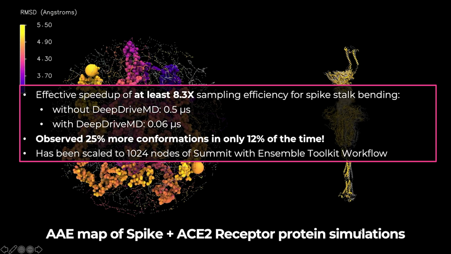When we use these outliers in sampling, we observed that within 12% of the time that we used to simulate, we were able to capture over 25% more conformations, which allowed us to quantify the speedup in sampling efficiency at about 8 times what was originally done. Given that we are able to scale this onto 1024 nodes of Summit with the Ensemble Toolkit workflow that we have developed, this allows us to confidently promote the idea that such AI-driven simulations can have a broad impact on how simulations are run.